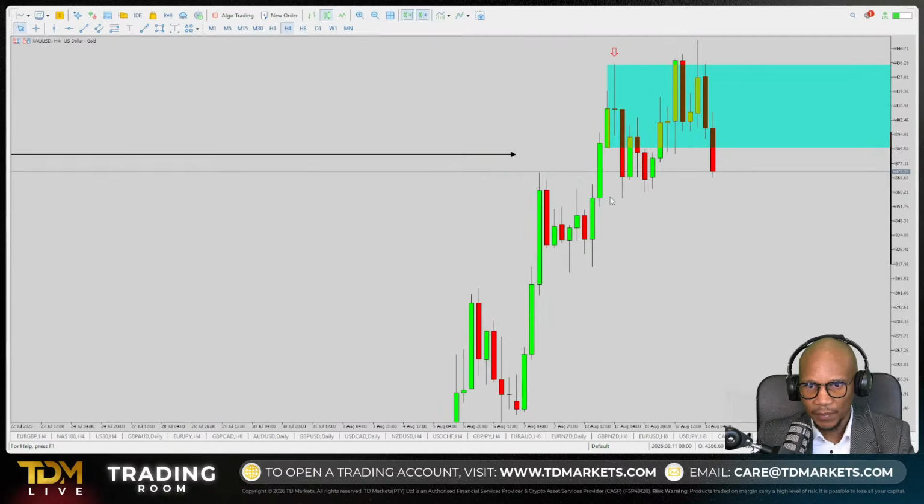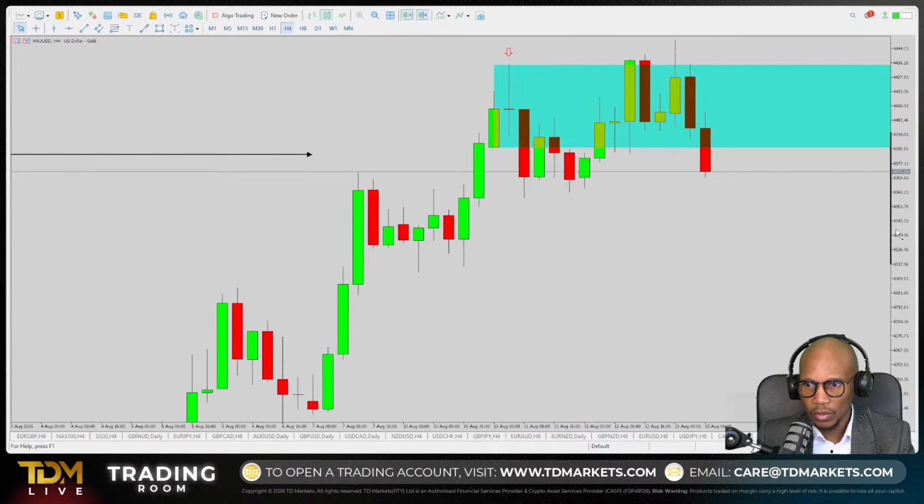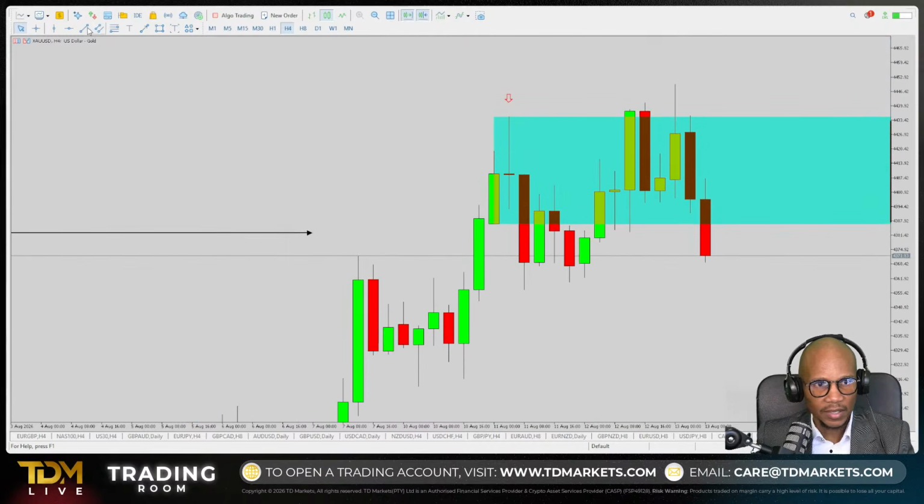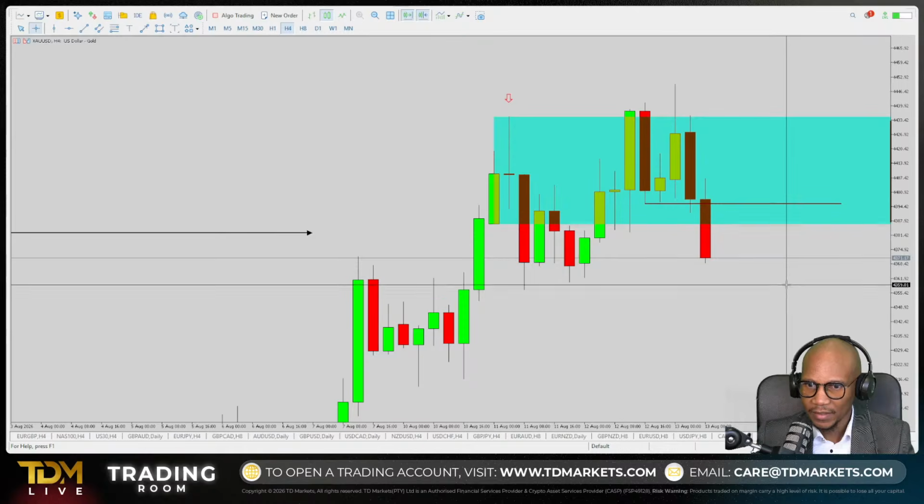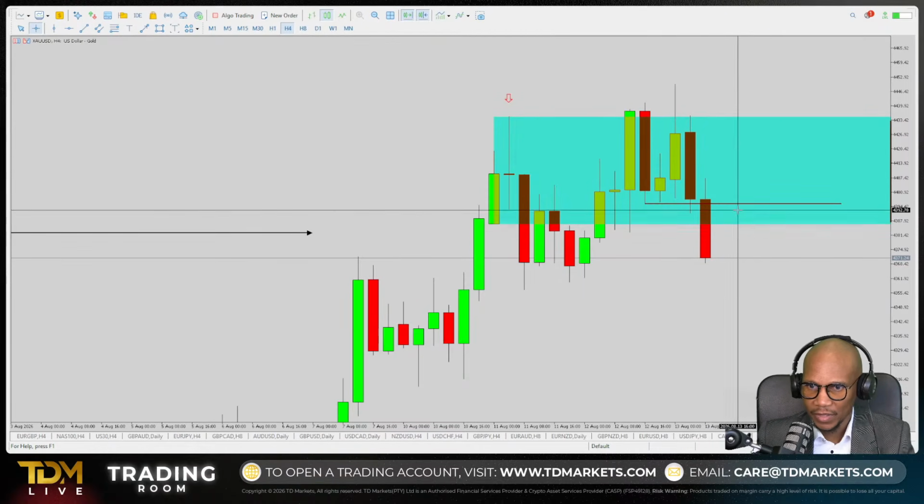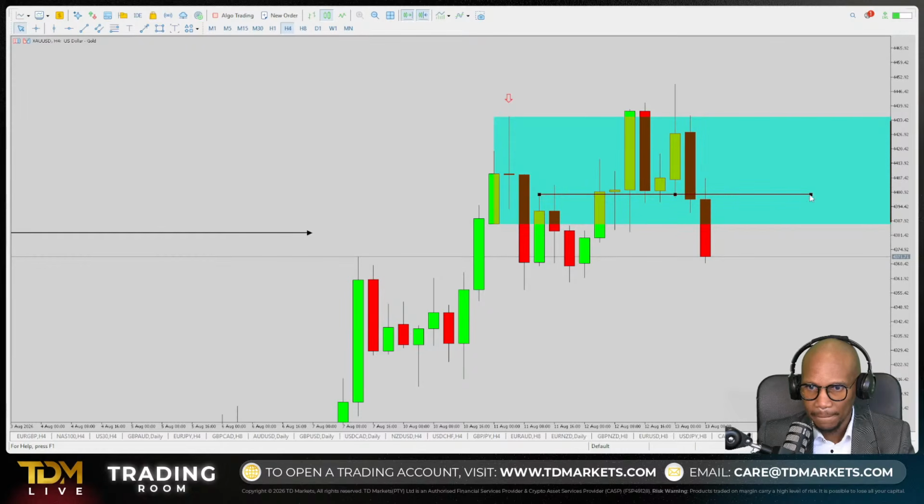I don't have a setup as yet, but as long as gold has broken this structure, you see that my setup can form at any time here, right? As long as this structure has been broken, my setup can form at any time. That's what I want, right? I want the structures to shift.